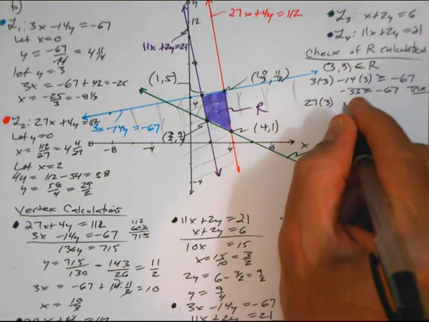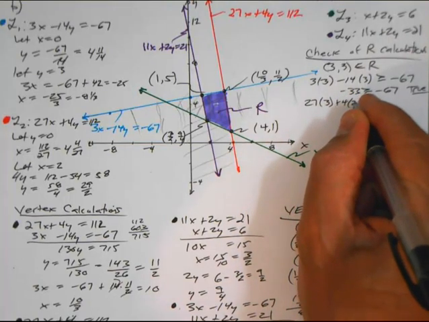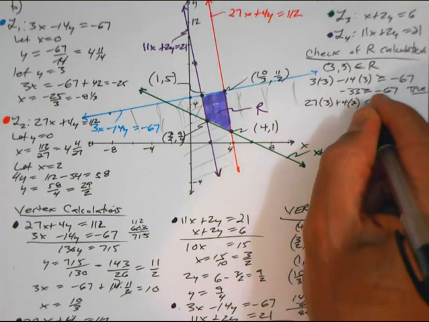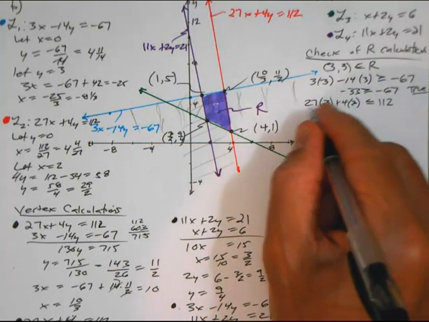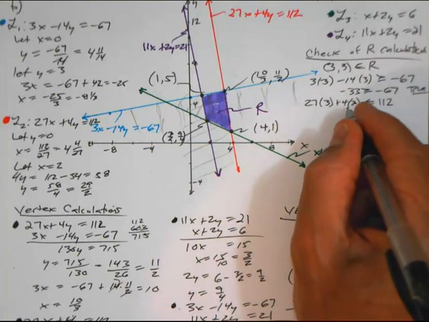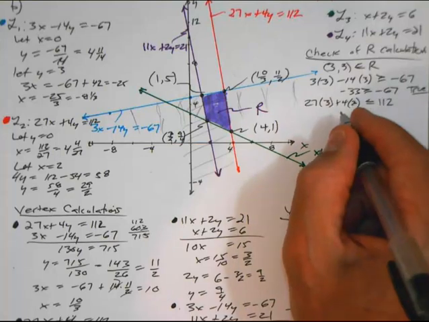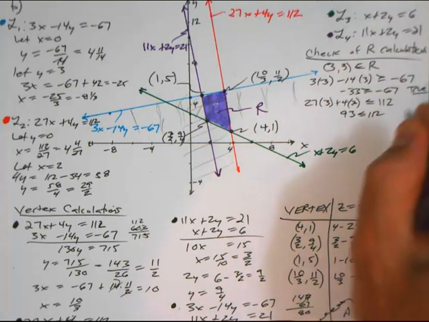Okay, second inequality. That will be 27 times 3 plus 4 times 3, less than or equal to 112. That's the statement that results. Okay, 3 times 27 is 81, plus 4 times 3 is 12, 81 and 12 is 93. Okay, that's true.